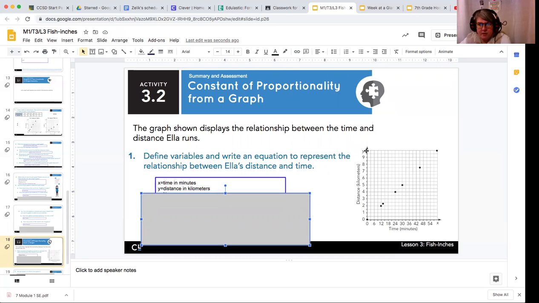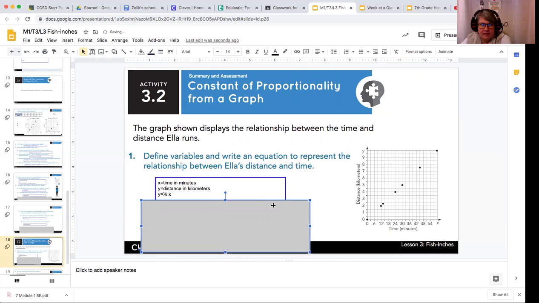Excuse me, it's because it's on the y-axis. You might have chosen D for distance. And the equation that would be written is, if I take X and I multiply it by 1/6, that will give me Y. So if I have 12 times 1/6, that equals 2.